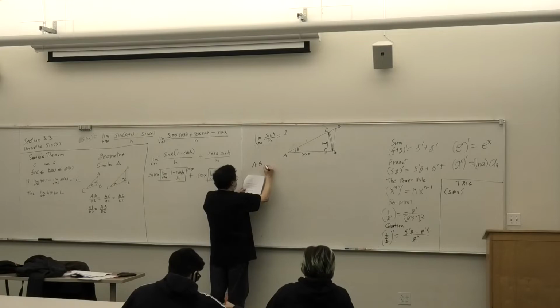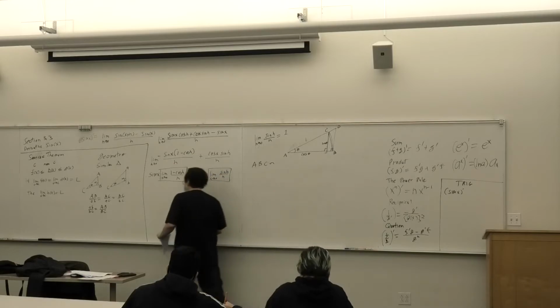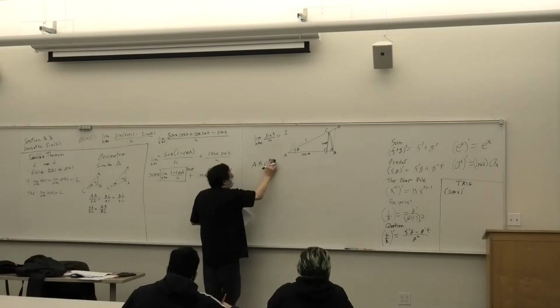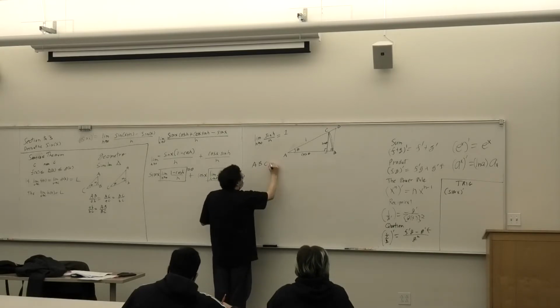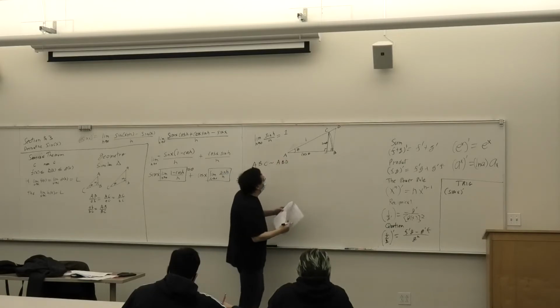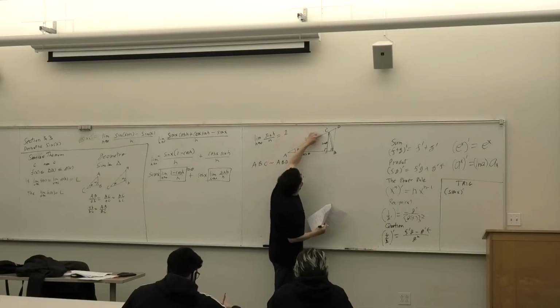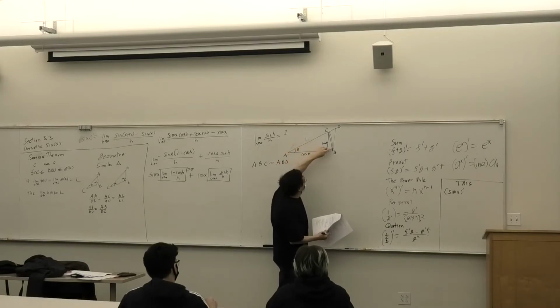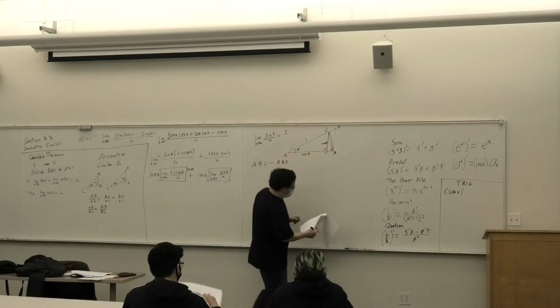ABC is similar to ABD. Why is this triangle similar to this triangle? Well, they have a common angle, so that's equal, and they both have right angles, so they're similar.